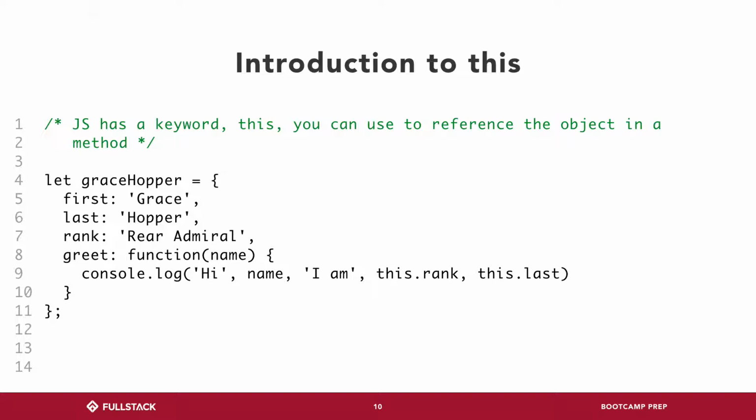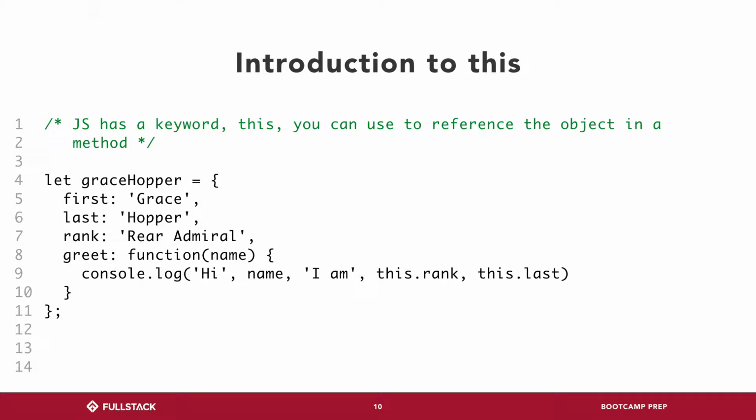So this.rank is the same thing as saying Grace Hopper.rank, Grace Hopper.last, but this is a special word in JavaScript. It's a keyword in JavaScript that, among many other things, in this particular context, will refer to this object.